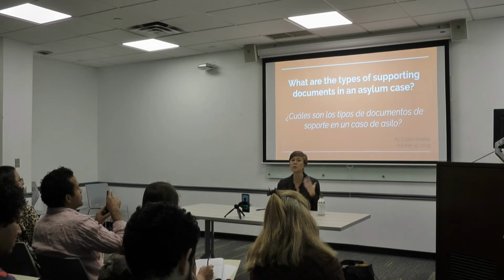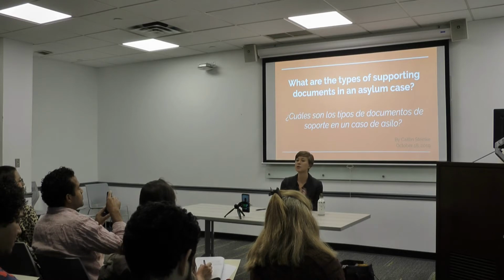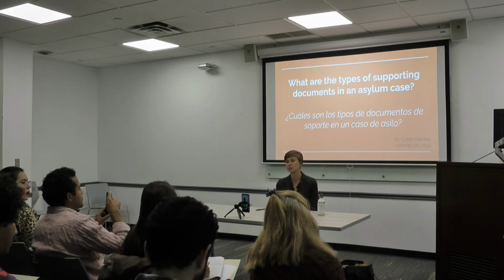Fifth, we have, if you have a 1 year filing deadline issue, if you have filed your application more than 1 year after arriving in the United States, then you should include evidence to support your argument for why you should have an exception to that rule.